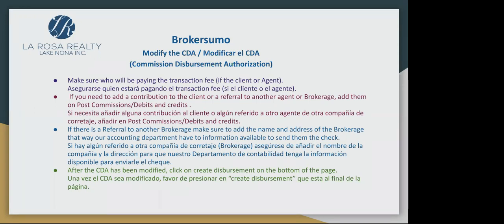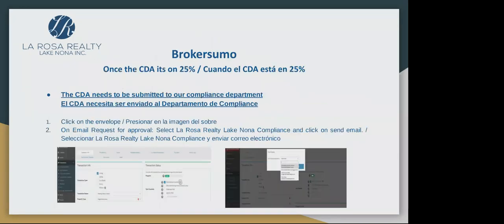So after the CDA is modified and has all of its debits and credits, you can just hit create disbursement. Once the CDA is at 25%, that means that the CDA is created. So you're going to hit the little envelope right next to disbursement created in the box of transaction status, and select the email for compliance. The email for compliance is compliance@larosalignona.com, and that way I will know that the CDA is created.